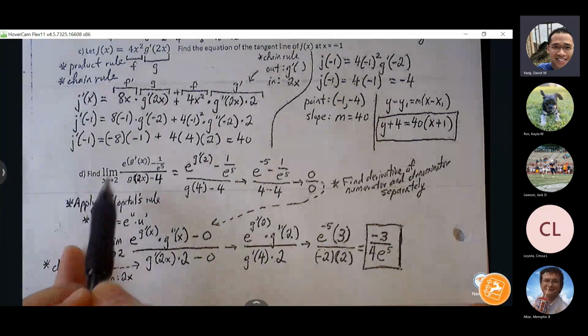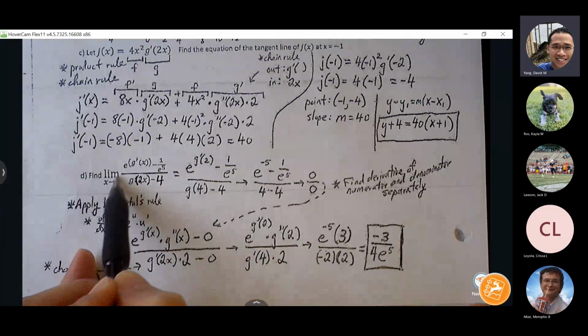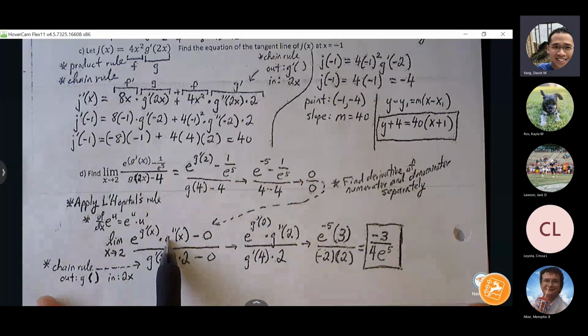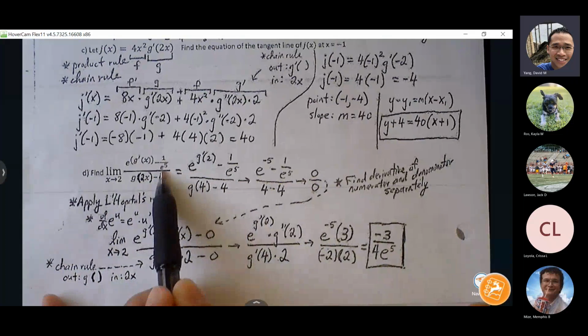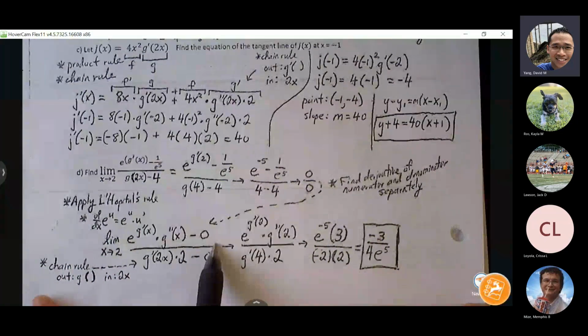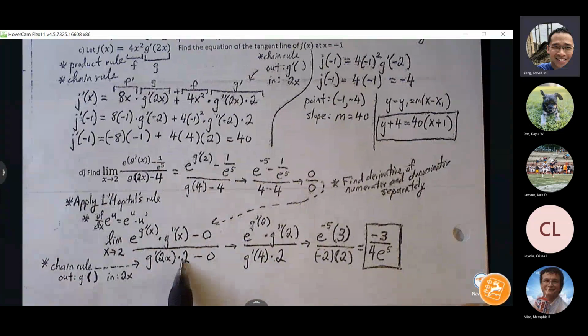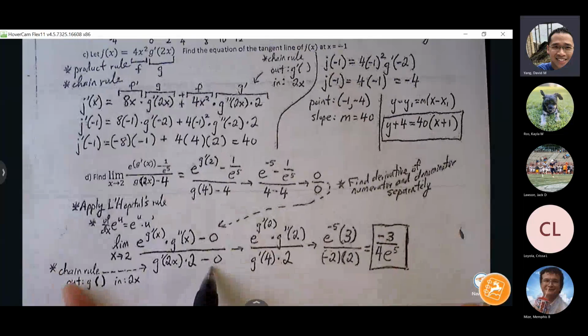So we've got to find the derivative of the numerator and the derivative of the denominator. So e to the u becomes e to the u times u prime. 1 over e to the 5th is a constant. That's going to go to 0. G of 2x becomes g prime of 2x times 2. That's a little bit of chain rule there. Minus 4 is a constant. That goes away to 0.